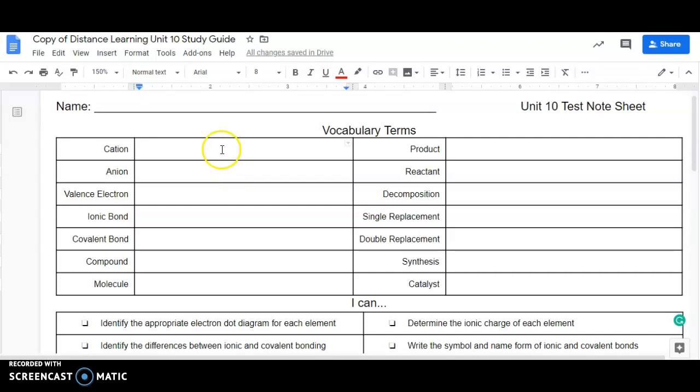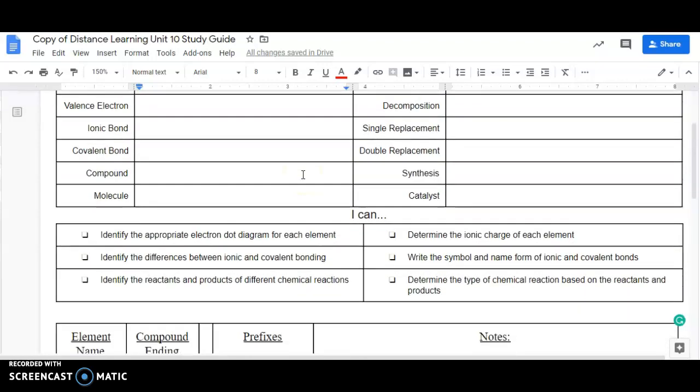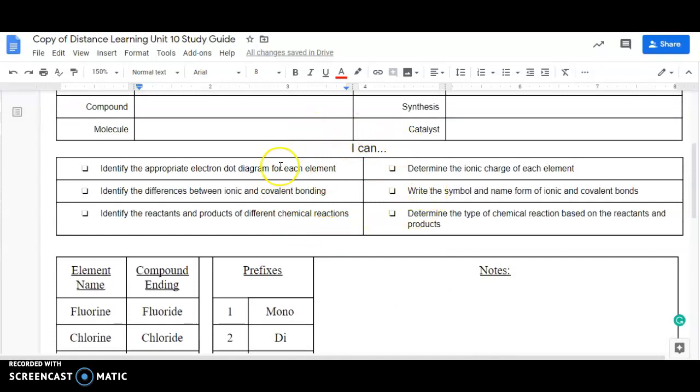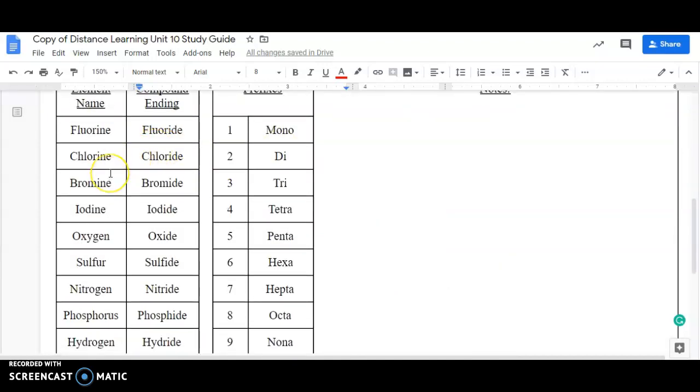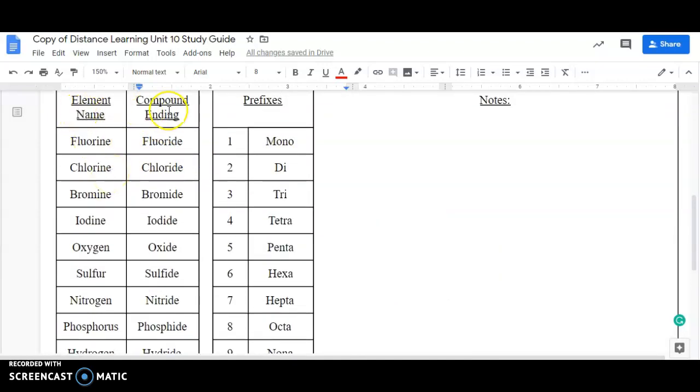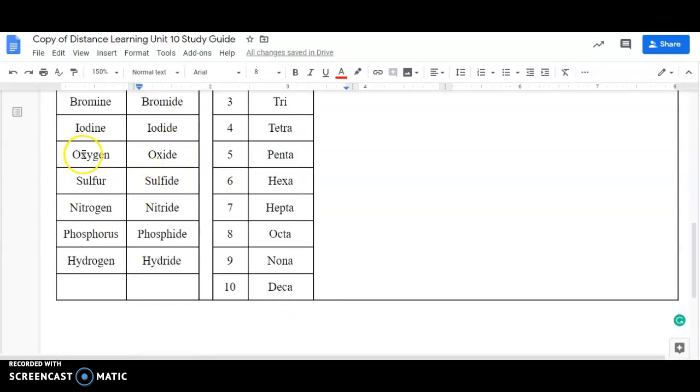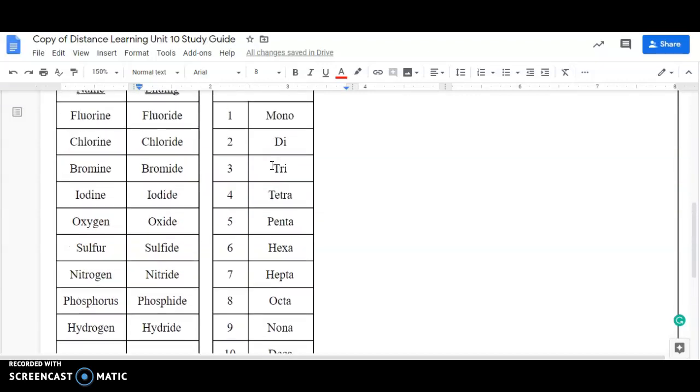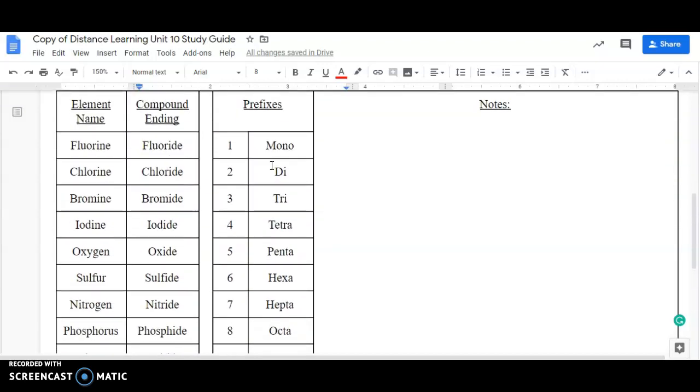Now, to help you with that, I'm going to go through the study guide with you today. We're going to go over our vocab words. We'll talk a little bit about the I can statements. On the study guide here, I have the element name, element ending list. Some of them are really easy. You just change the N to a D. Fluorine becomes fluoride. Chlorine becomes chloride. Some of them, though, like oxygen, sulfur, nitrogen, the ending completely changes and you just totally lose some of the letters. So it makes it a little bit more difficult. So that's there for you to make sure you spell those correctly and choose them correctly.